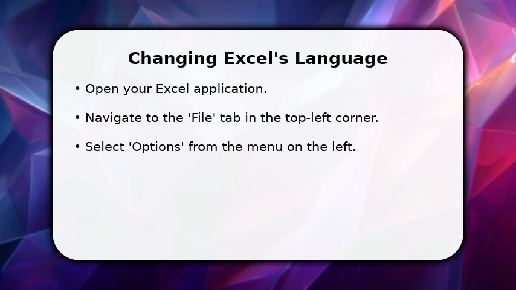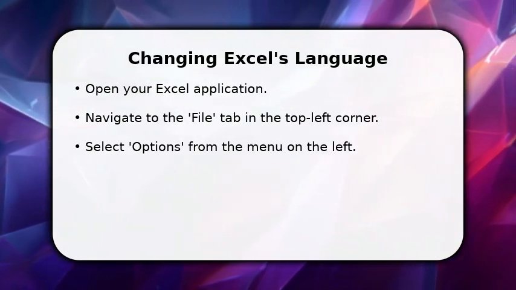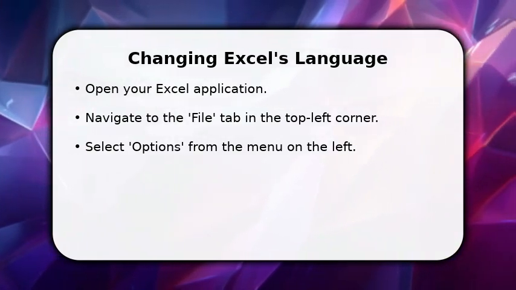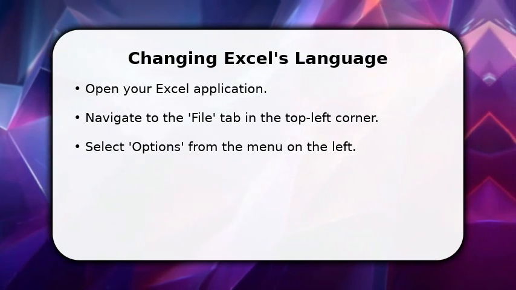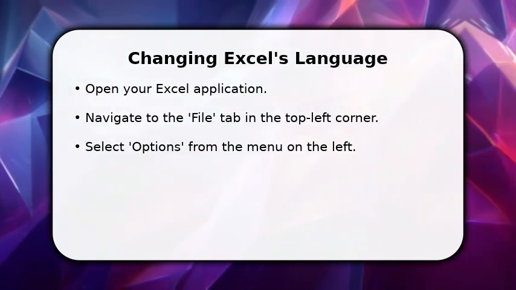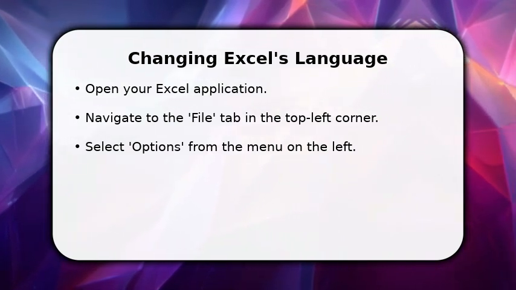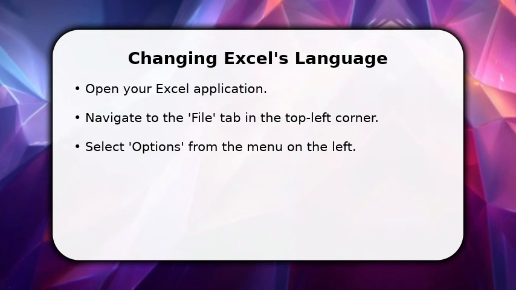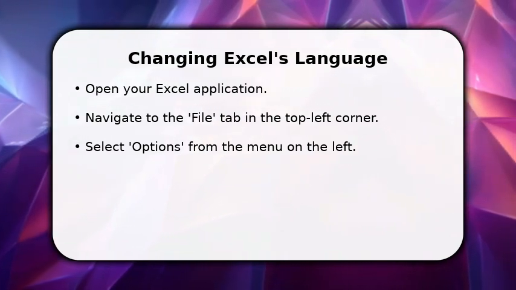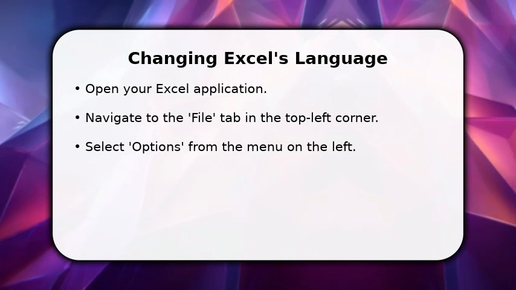In this video, I will explain how to change the default language in Excel. First, let's get started by opening your Excel application. Once it's open, you'll want to find the File tab, usually located in the top left corner of your screen. Click on File, then look for options at the very bottom of the left-hand navigation pane.